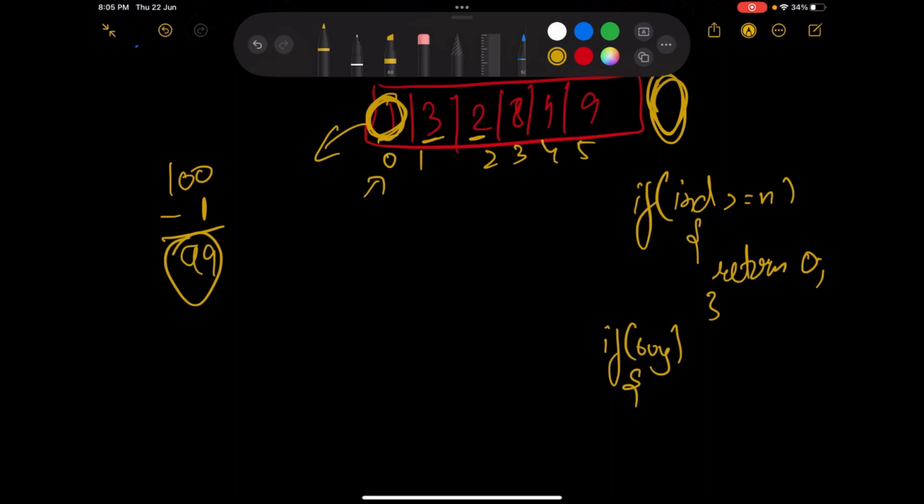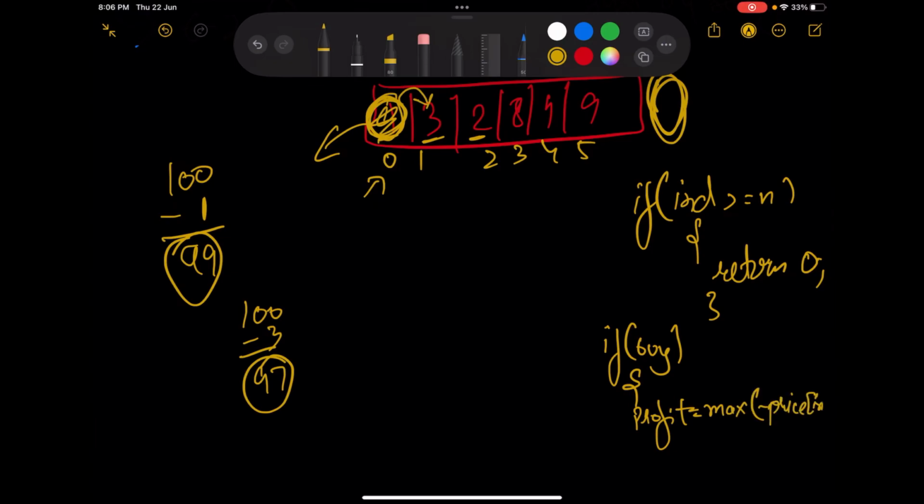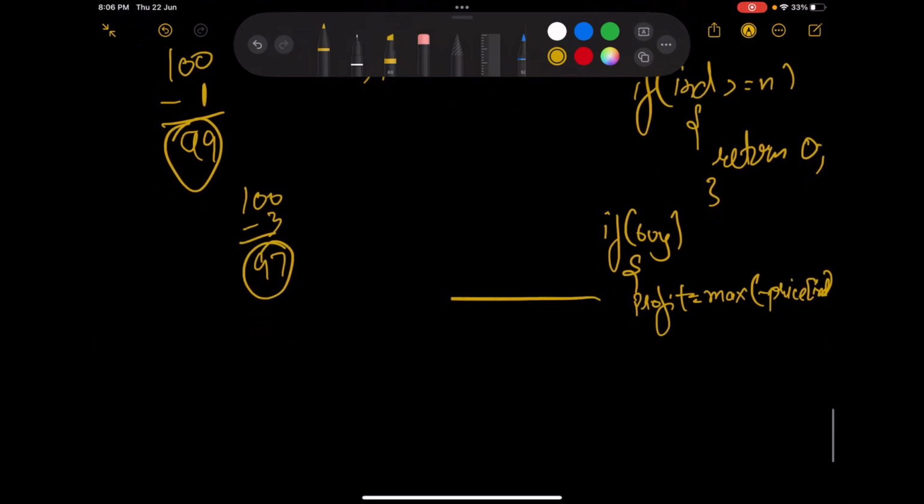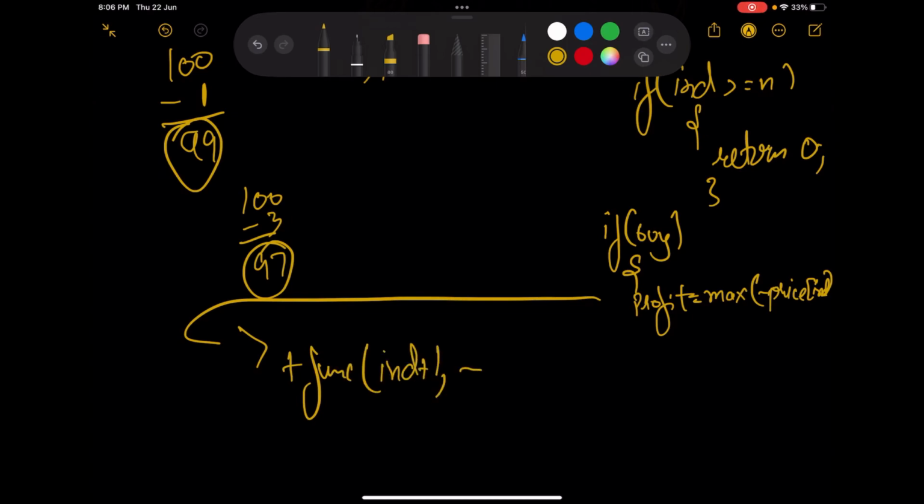And if I decide to not buy this stock, I will go ahead on 3, and then on 3 if I decide to buy the stock, I will have something like 100 minus 3, that is 97, and then I will go ahead for selling. So if buy, my profit will be a max of minus prices of index, let me just write it over here, plus I will call the function on index plus 1 with sell.